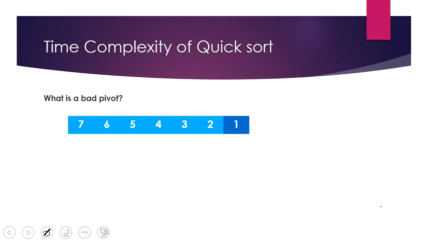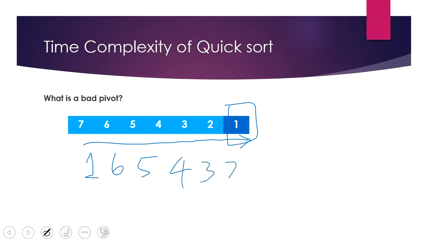When it comes to the worst case, it is when we choose a bad pivot. So what is a bad pivot? In this case, consider this array, which is in decreasing order. So we choose 1 as our pivot. As we discussed, 1 will be placed exactly where it has to be. If we place 1 at its actual position, 1 will come first, and then comes 6, 5, 4, 3, 2, 7. So now it chooses 7.